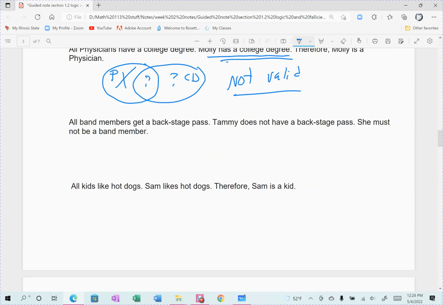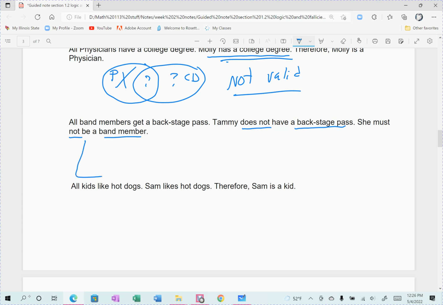The next one. All band members get backstage passes. Tammy does not. So this is a negation. She's not in possession of a backstage pass. So the conclusion is she is not a band member. This is what we mean by negation. You have to be careful. Where do you land? That's what we're trying to figure out.